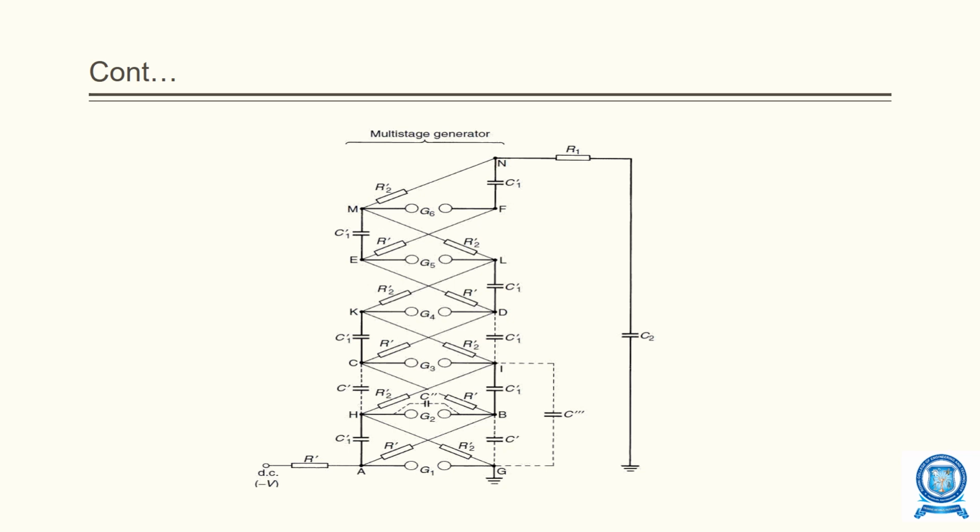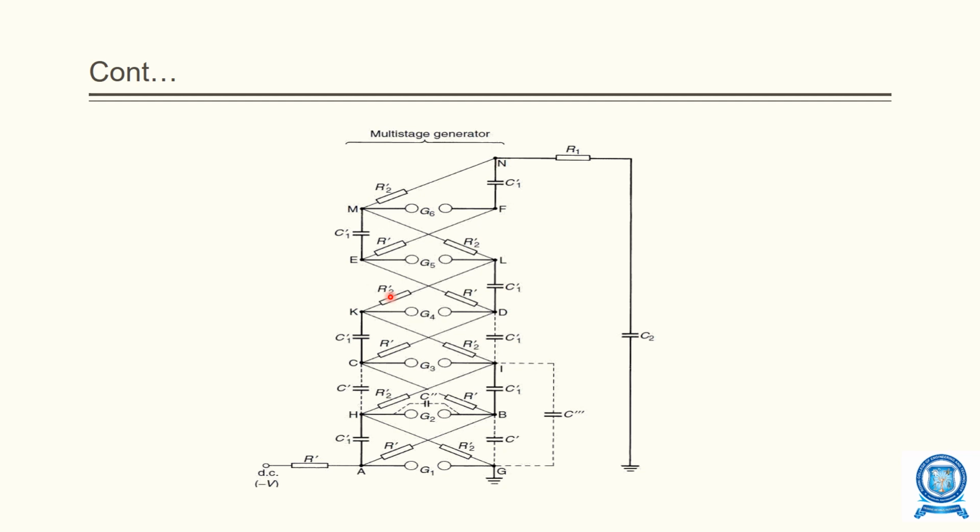The schematic diagram of a multi-stage impulse generator. Here you can see G1, G2, G3, G4, G5, G6. These are the gaps. So while charging, these gaps are open circuited. So all the capacitors are connected in parallel. So they form a parallel capacitance, and the resistors are also in parallel.